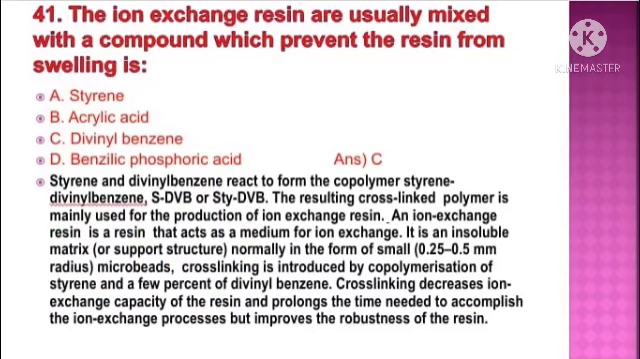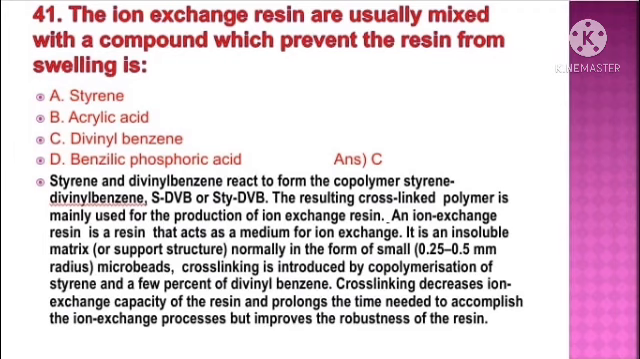The ion exchange resin are usually mixed with a compound which prevent the resin from swelling is. The answer is option C, divinyl benzene. Styrene and divinyl benzene react to form copolymer styrene divinyl benzene. The resulting cross-linked polymer is mainly used for the production of ion exchange resin.